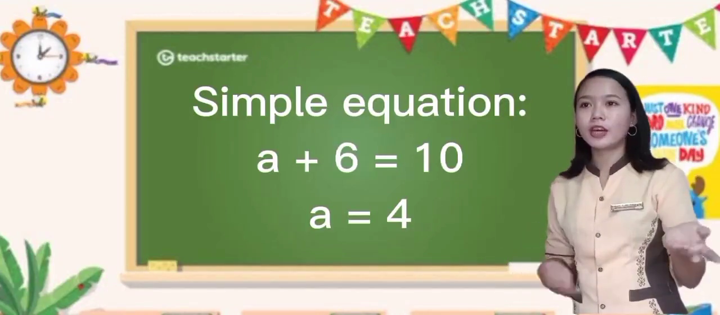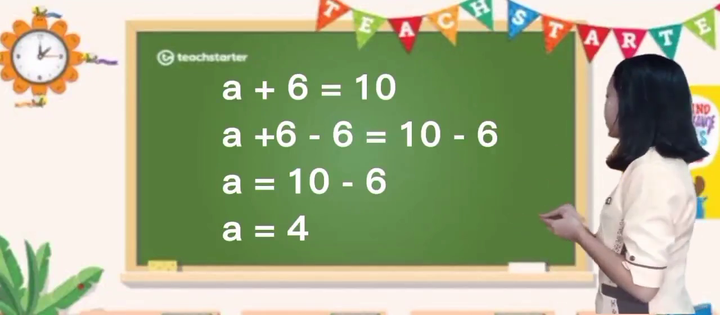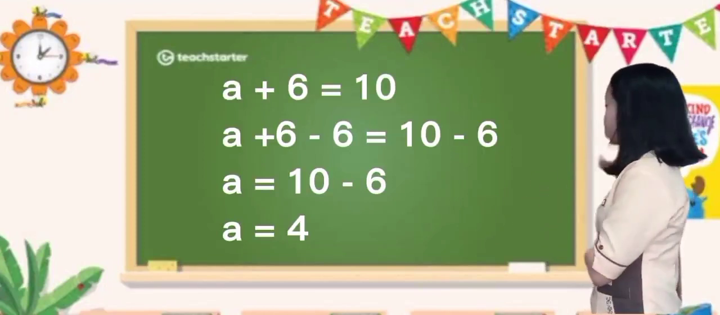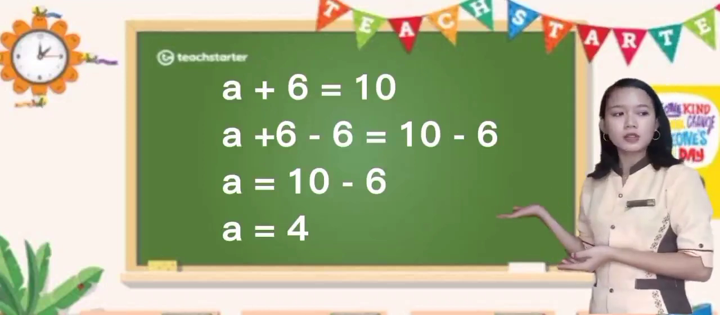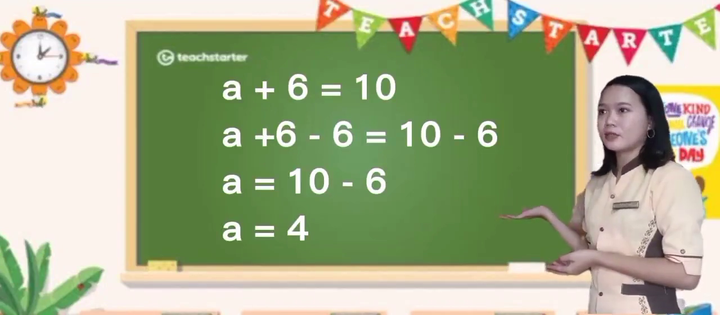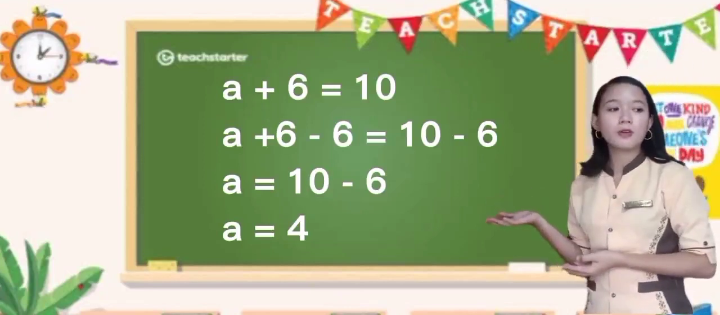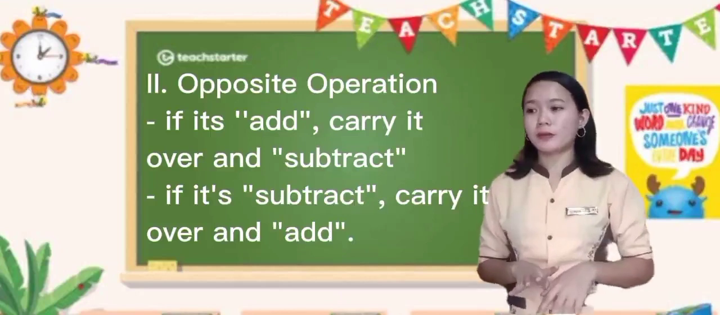Yes, ma'am. Okay, but when we do the mathematics, we are going to add negative 6 to one side and to the other. So A plus 6 minus 6 is equal to 10 minus 6. Now we cancel 6. So A is equal to 4. Very good.